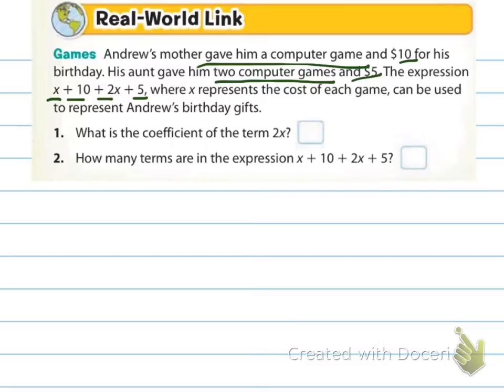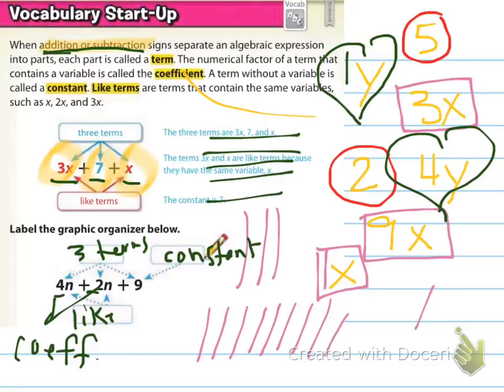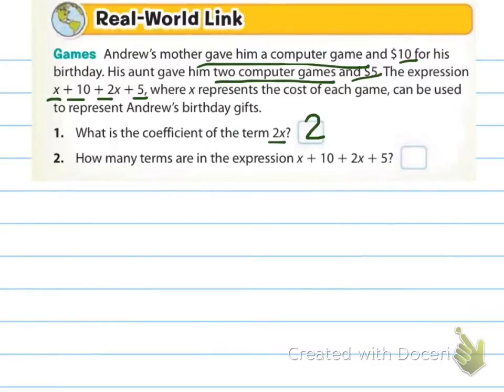Now, if I were putting these together, what is the coefficient in the term of 2x? The coefficient is the number 2. How many terms are in the expression x plus 10 plus 2x plus 5? Remember that terms are separated by addition or subtraction signs. So if you see we've got x plus 10 plus 2x plus 5, how many terms do we have there? That would be 4 terms.